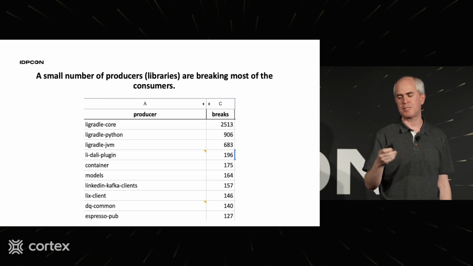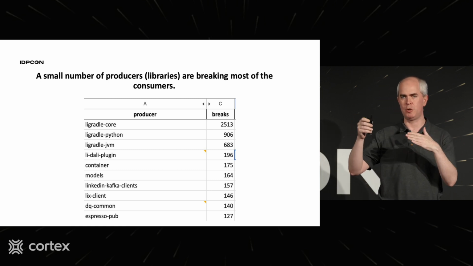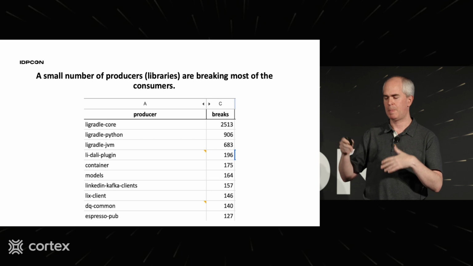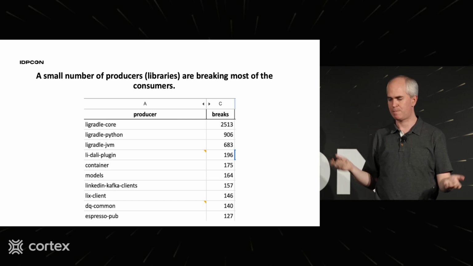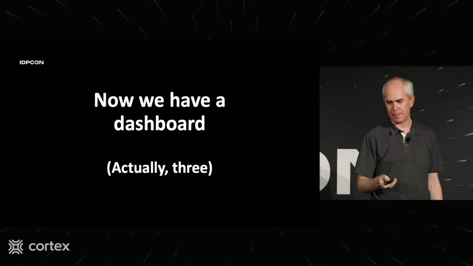By the way, the reason it says producer is that we use the terms producer and consumer to refer to dependency relationships. A library is a producer, and something that consumes it is a consumer. It's just that they have a lot of consumers. Those libraries are very broadly used. They have a ton of consumers. So what are we going to do about this problem? Well, we're going to do a few things about it.